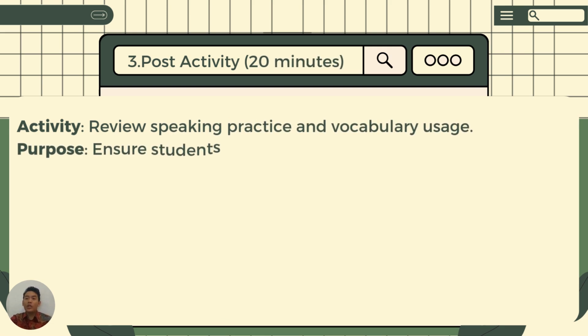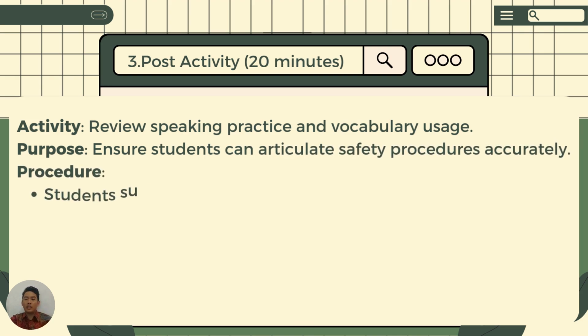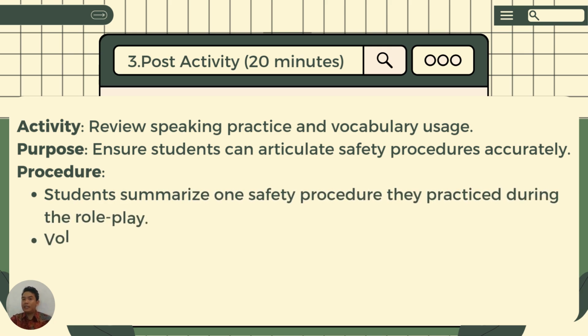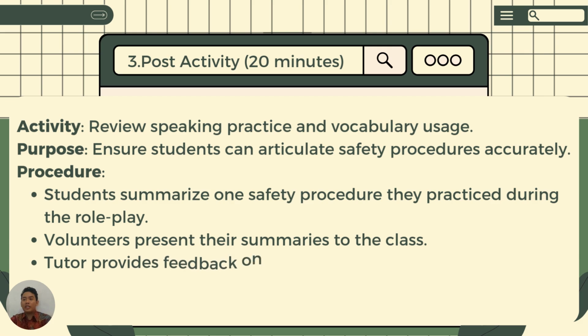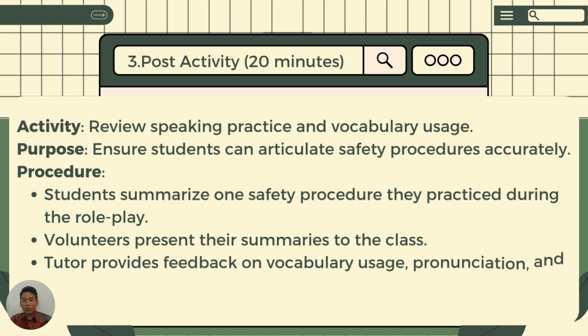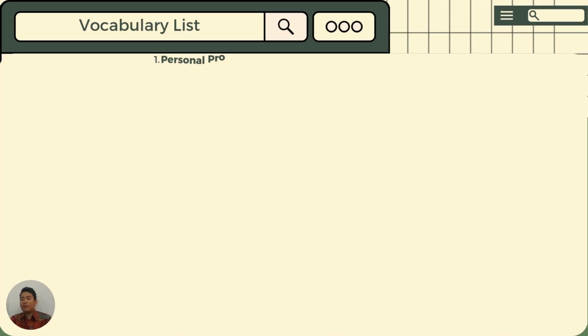Now we're going to review speaking practice and vocabulary usage. The purpose is to ensure students can articulate safety procedures accurately. The procedure will be students summarize one safety procedure they practiced during the role play. Volunteers present their summaries to the class, and the tutor provides feedback on vocabulary usage, pronunciation, and clarity. Okay, for the material will be a vocabulary list.